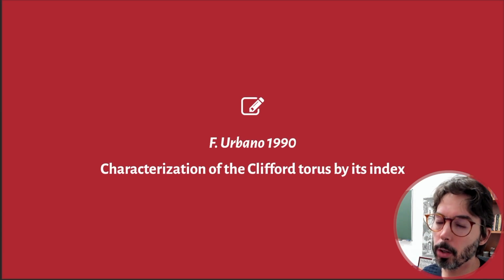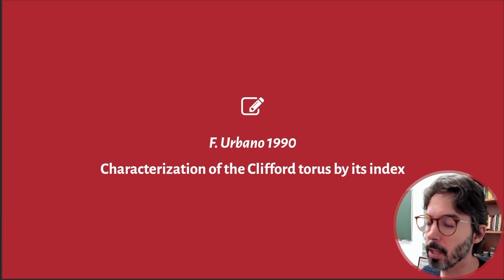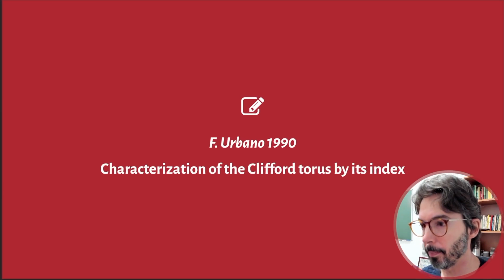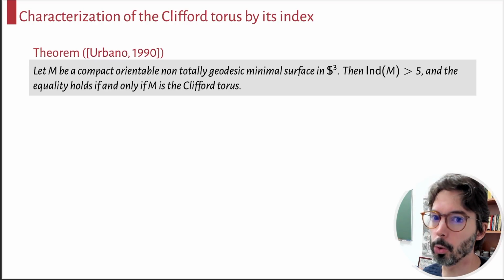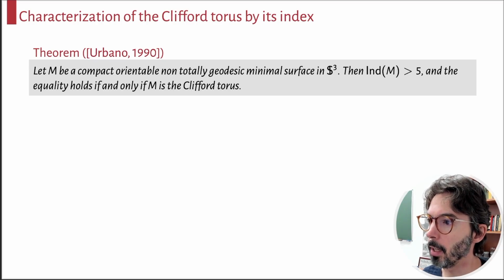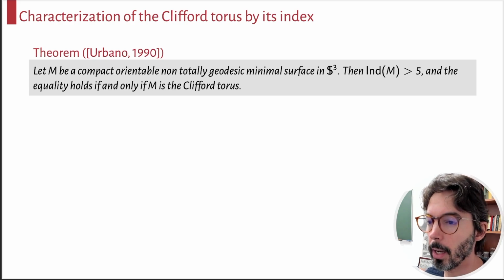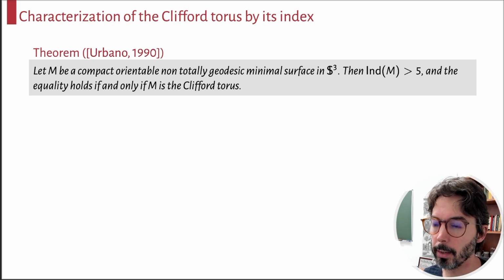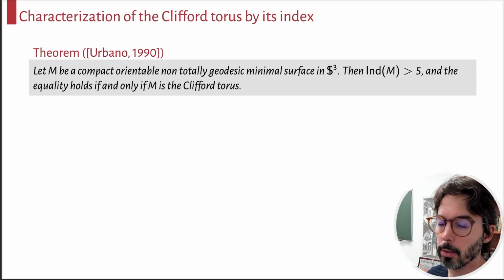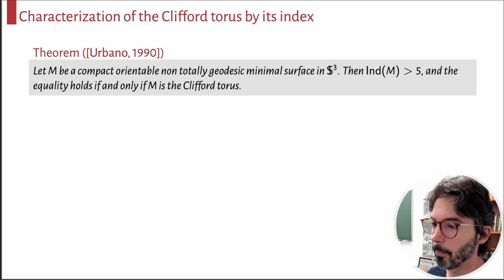Okay, so now we are going to see another classical result, which is the characterization of the Clifford torus by its index. So this result is due to Urbano in the 90s and says the following. If we consider a compact orientable non-totally geodesic minimal surface in the 3 sphere, okay, so this result is only valid in dimension 3 for surfaces, then its index is bigger than or equal to 5, and the equality holds if and only if the surface is actually the Clifford torus.